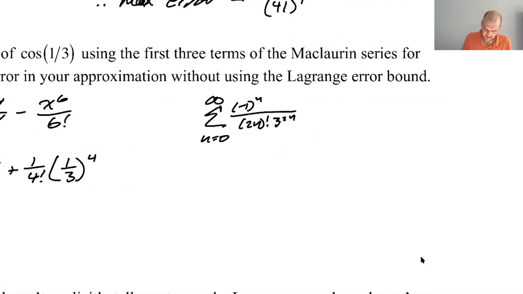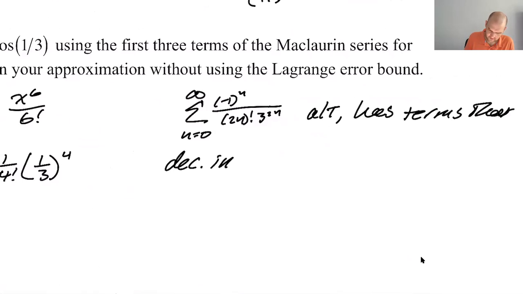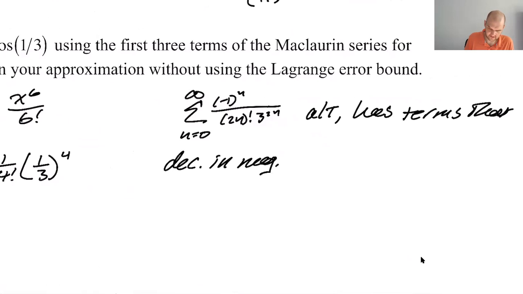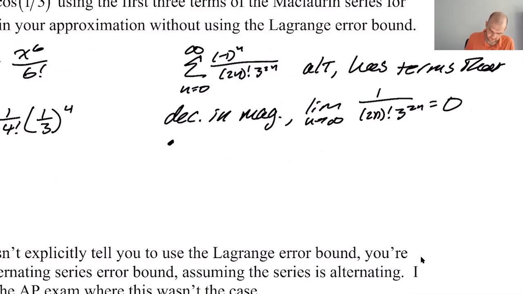I'm going to say alternates, has terms that decrease in magnitude. Oh my God, no one could say that that says magnitude. Limit as n approaches infinity of 1 over (2n)!. I've never been so sure about a limit being 0. Like 1 divided by this beast. 0, therefore converges by AST.